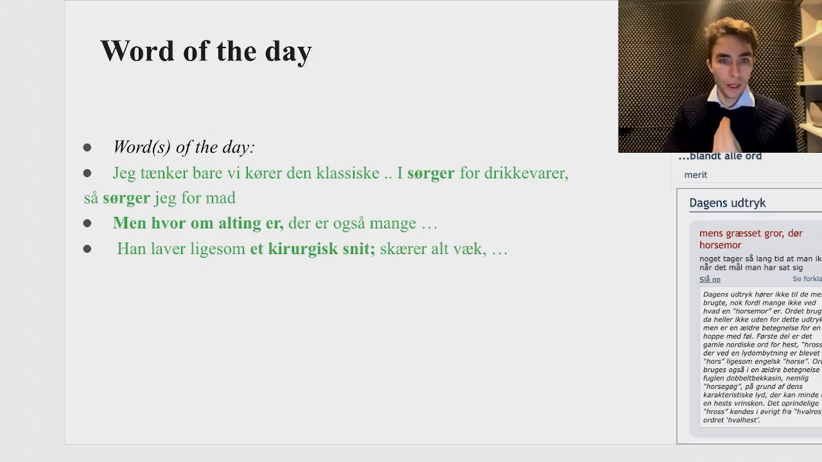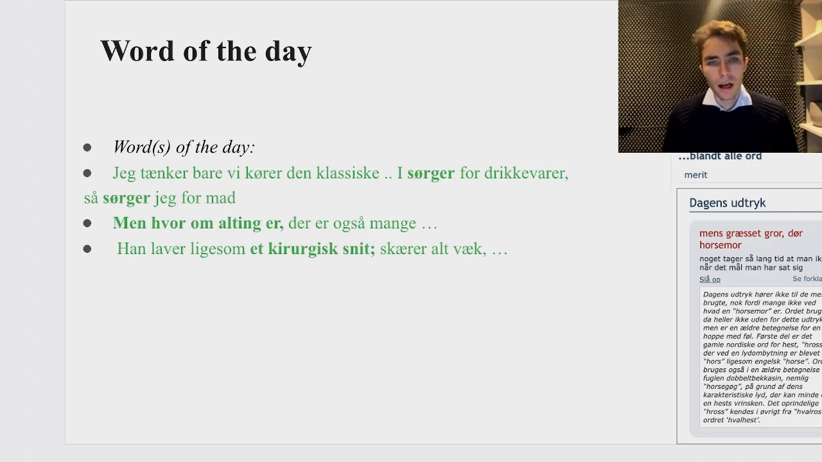Then we have the green word of the days, which are the ones that I have picked out and written. And these are usually sentences which I hear in my daily life. And I write these sentences down if I find something peculiar or interesting. And usually it's an interesting word. Again, it can be an expression. So here the first green sentence is, Jeg tænker bare, vi kører den klassiske. I sørger for drikkevarer, så sørger jeg for mad.